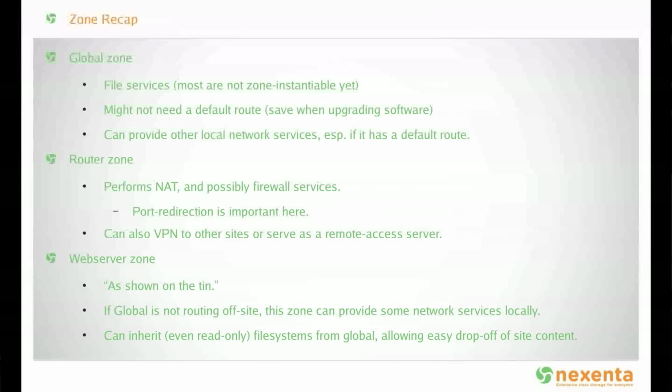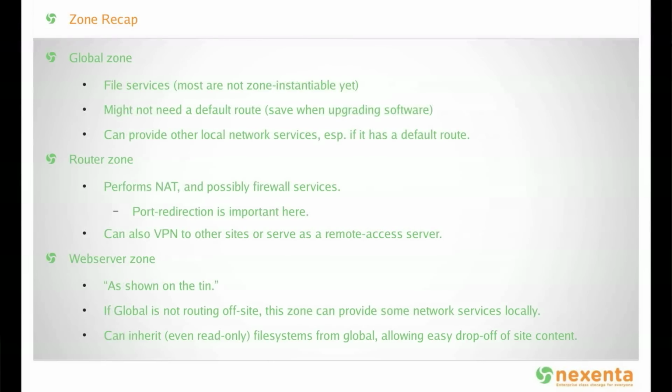You might not want your global zone to have a default route and access the big bad internet. Mine, the one I'm going to talk about more on the next slide, does not have a default route, except when I need to update the software. Then I add it, do the update, and delete it. And it can provide other network services if it is going to pull things from the big internet. You can also have other zones provide those network services too.